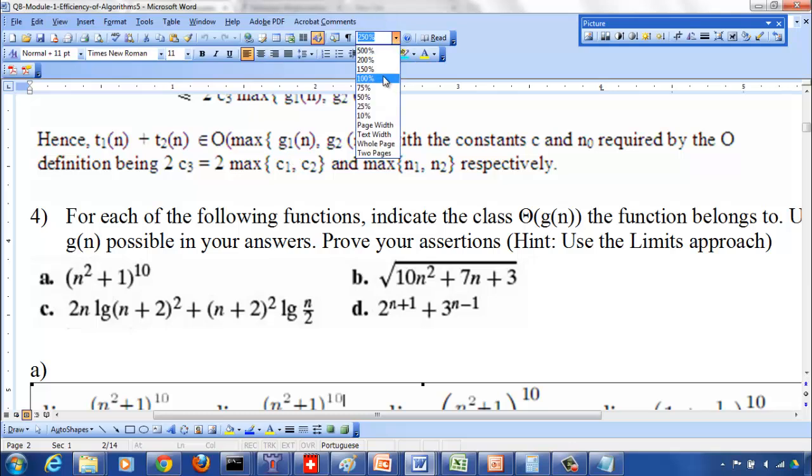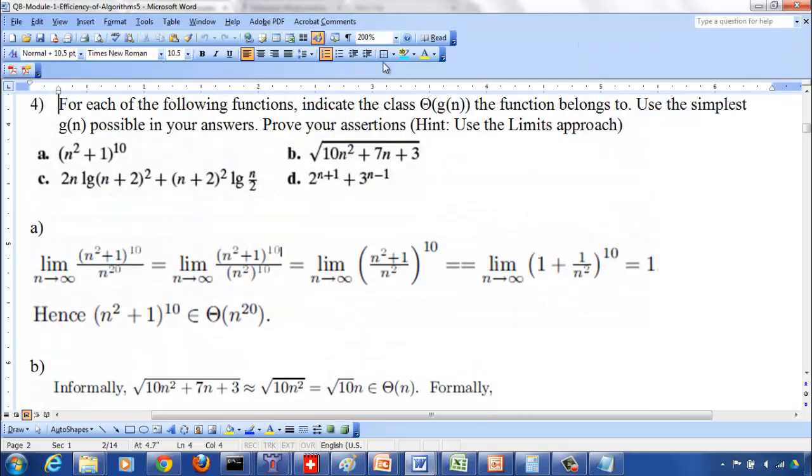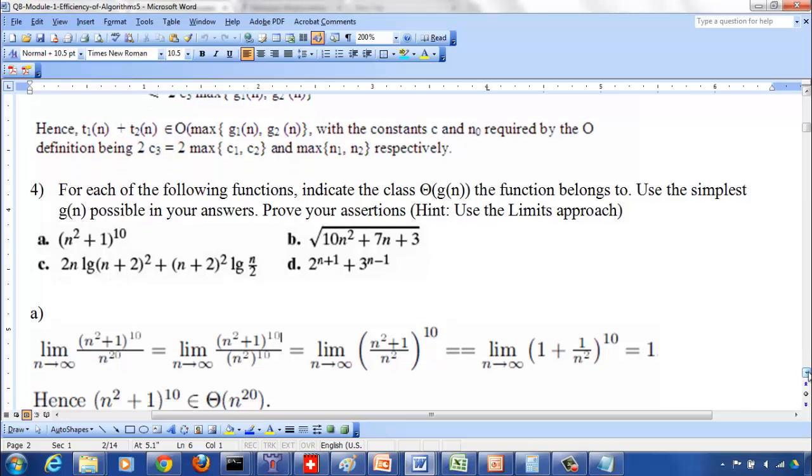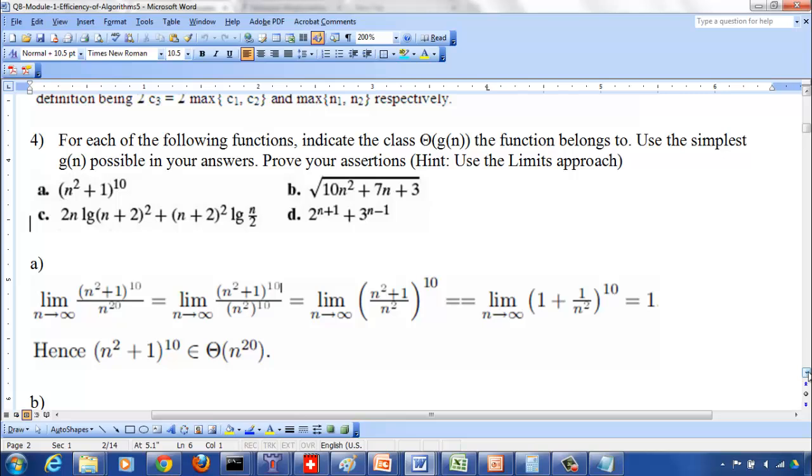Alright, so let's see. We want to evaluate the simplest theta of g of n for each of these. So you need to use the limits approach, that is L'Hopital's rule. So you want to find it for n square plus 1 raised to 10. Okay. So you see the highest exponent is 2 here and then it is raised to 10. So you want to find a theta here. So you want the same kind of exponent as the theta of g of n. So that's why we'll choose n to the 20. That's our hypothesis, which will be our g of n.